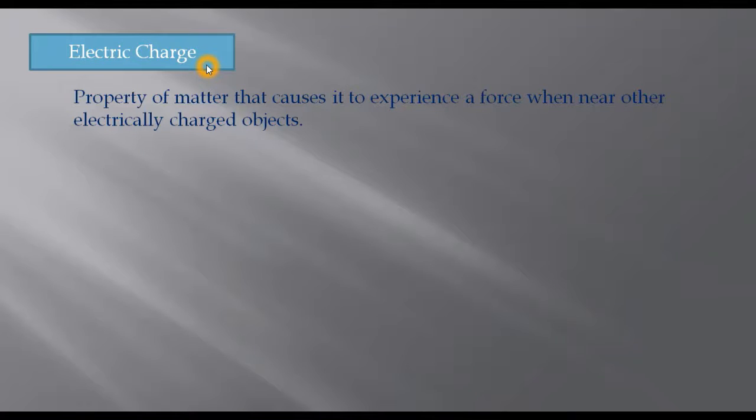Let's try to understand what is electric charge. Electric charge is a property of matter that causes it to experience a force when near other electrically charged objects. So that's what we actually saw just now. Electric charge is something which we cannot see. It's not an object. It's a property which is exhibited by matter.